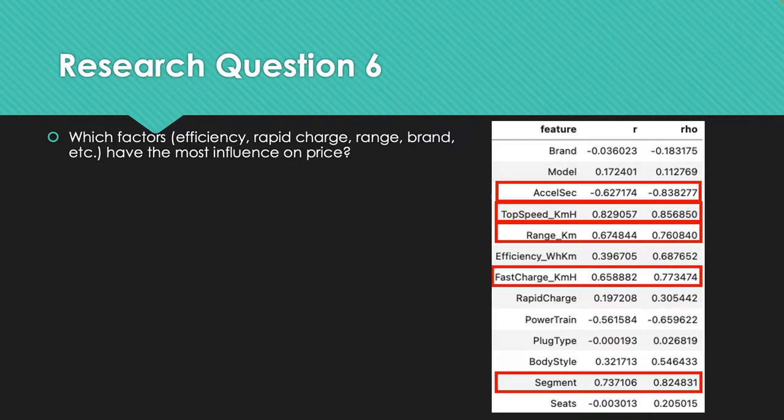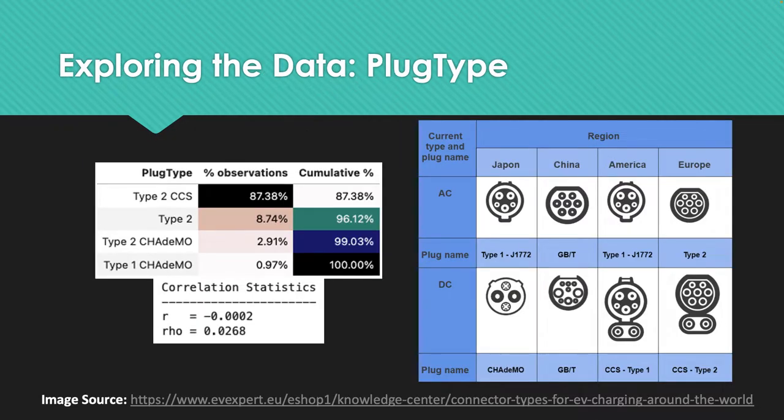The final research question I wanted to look at was which factors have the most influence on price. So for this, I looked at the R-squared and adjusted R-squared values and came up with the 5 top features that explain the greatest variance in price. So for those, it would be acceleration, top speed, range, fast charge, and segment. Next, we can dive into the data a bit.